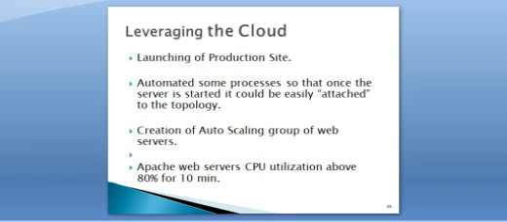Leveraging the cloud. Once the production site was launched, Company A was looking forward to the time when they could use some of the advanced features of AWS. The team automated some processes so that once the server is started, it could be easily attached to the topology. They created an auto-scaling group of web servers and were able to provision more capacity automatically when specific resources reach certain thresholds. That is, when Apache Web Servers utilize the CPU above 80% for 10 minutes.